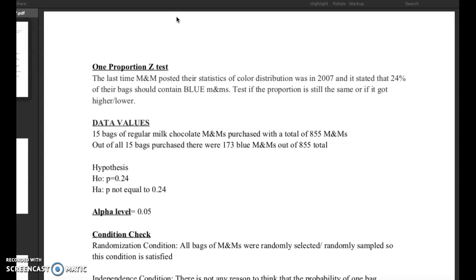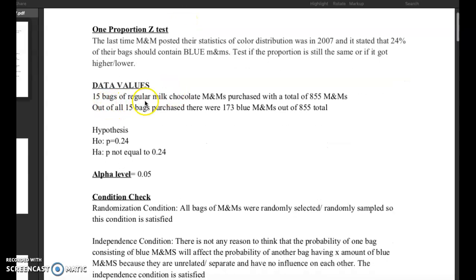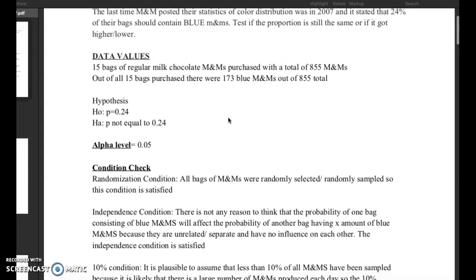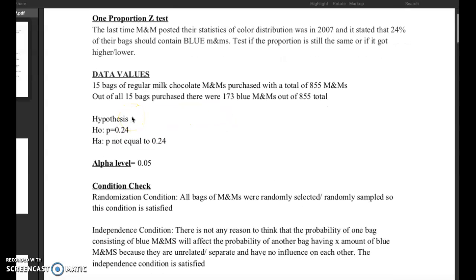So the prompt that I ended up going with when conducting my one proportion z-test and my two proportion z-test was the M&M one. So I ended up getting data values of my own, and I got 15 bags of regular milk chocolate M&Ms, and as a total there were 855 candies in all 15 bags, and out of the 15 bags there were 173 blue out of 855 total. So I ended up using the proportion of 0.24 because that is what's stated in the prompt for my hypothesis.